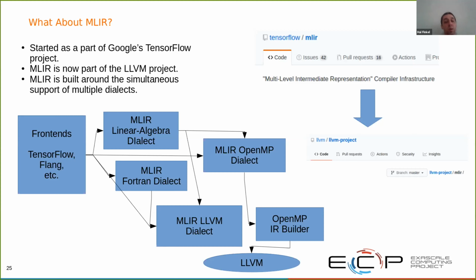And we have a number of what are called dialects in MLIR that are being developed, in addition to the base dialects from MLIR itself. So we have a dialect for representing OpenMP, for example, which is being used to support OpenMP in Flang.